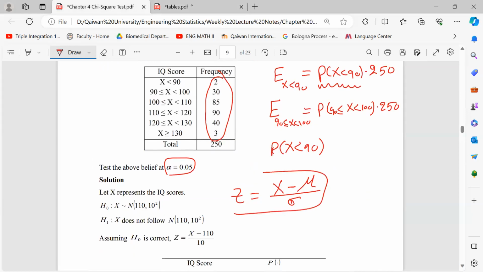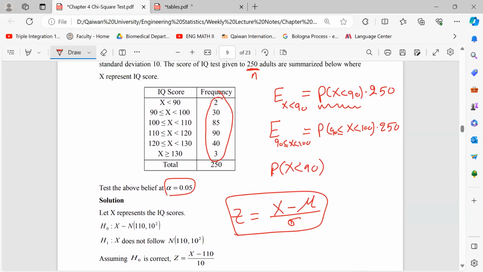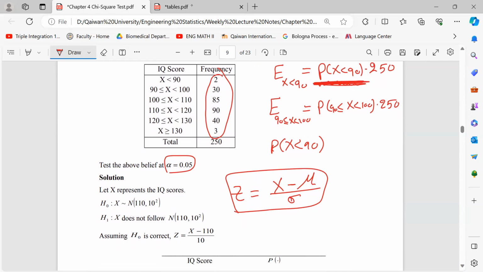We need to find Z first for each of these. For the first one, it's 90. So Z for X to be less than 90, you say the probability of this is the probability of Z being less than capital X minus mu over sigma. X here is 90, is it? It's 90 minus 110 divided by 10.